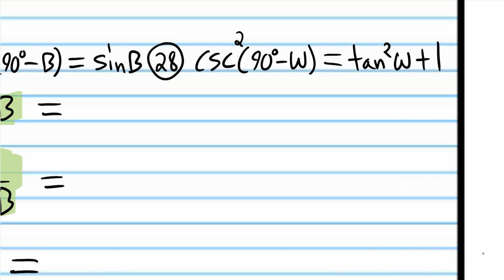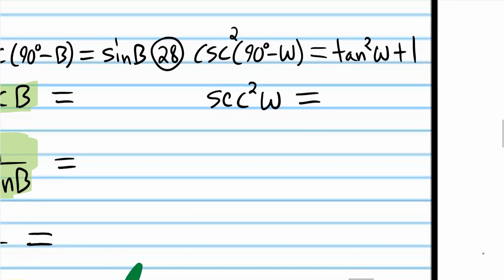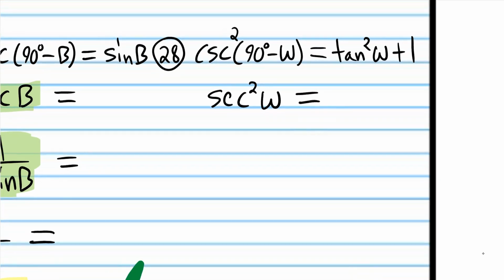Cosecant 90 minus omega is secant omega. And we know from our Pythagorean identities that secant squared omega is tangent squared omega plus 1. And there you go.